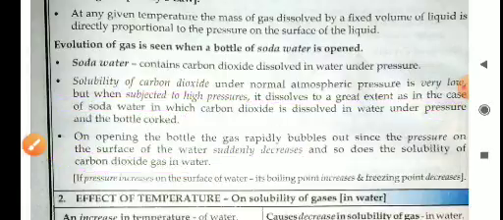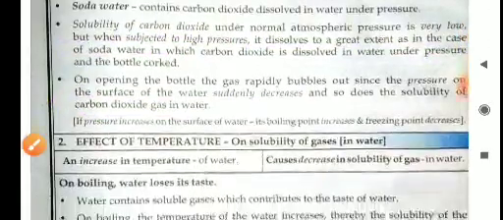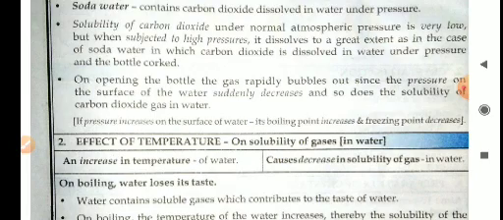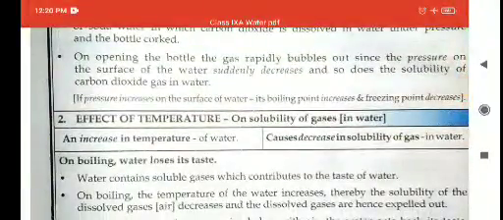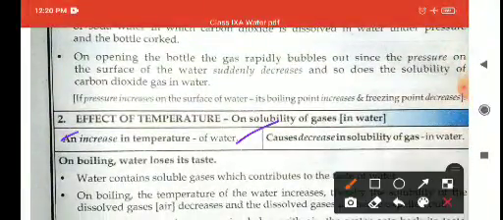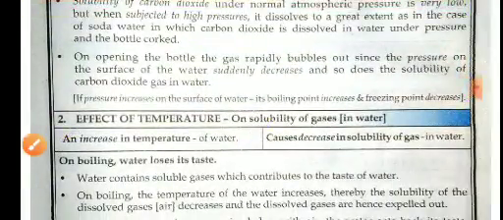If the pressure increases on the surface of water, its boiling point increases and its freezing point decreases. Effect of temperature on solubility: an increase in the temperature of water causes a decrease in the solubility of gas in water. So on increasing temperature, the solubility of gas in water will decrease.